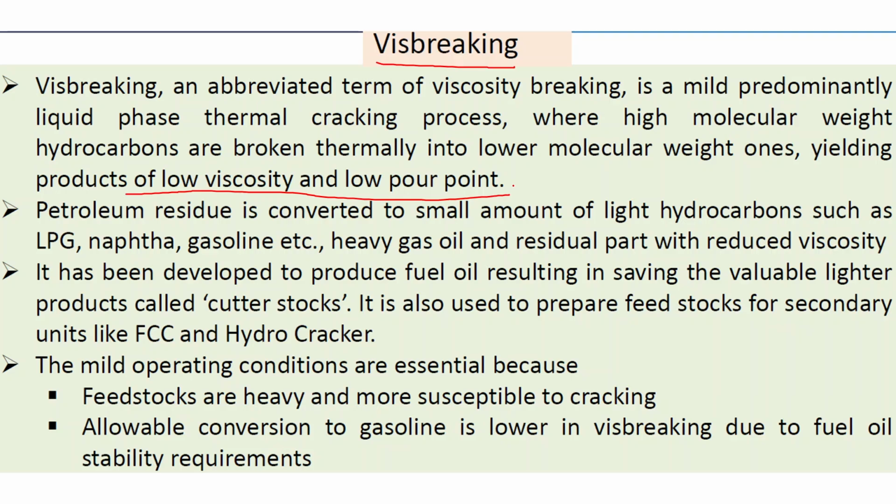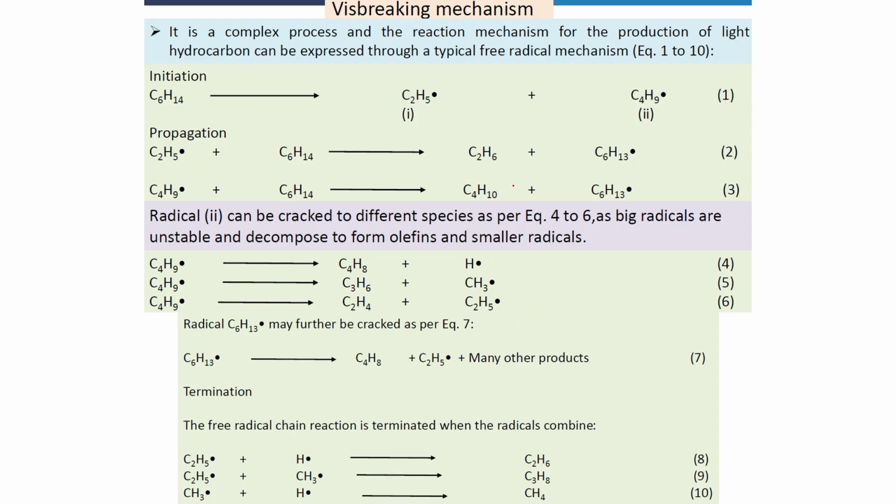The feedstocks are heavy, so why are mild operating conditions used? We just want a small breaking of the higher molecular weight products into smaller molecular weight products. If we provide more temperature, since heavier products like asphaltenes are there, coking may take place. Allowable conversion to gasoline is lower in visbreaking due to fuel oil stability requirements.